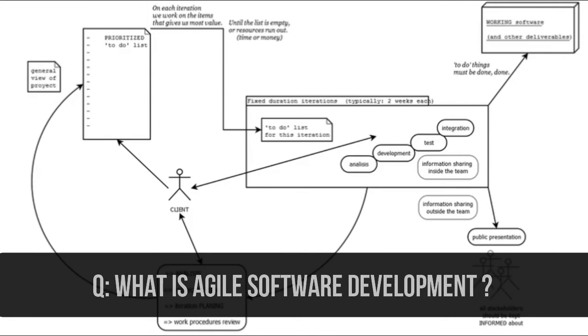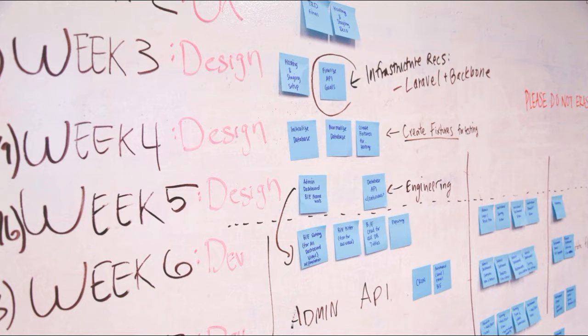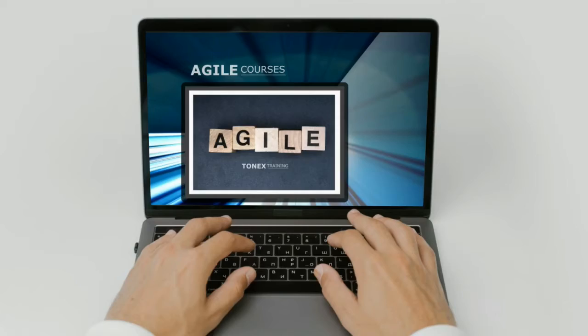Agile software development is an approach with emphasis on solutions, evolving through the collaborative effort of self-organizing and cross-functional teams and their stakeholders.